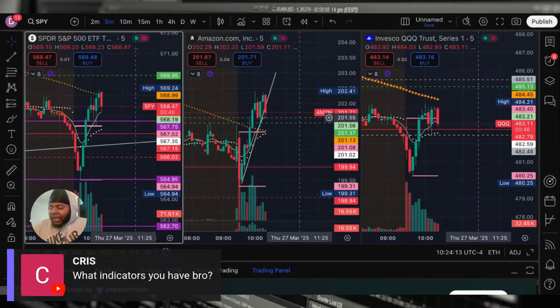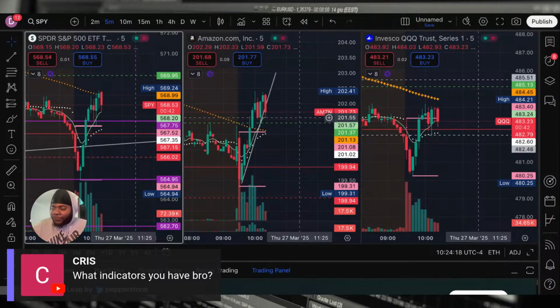Only in one contract, guys. I'm only in one contract, so I'm down 15% right now. I'm down $24 right now. I'm only sitting in one contract.